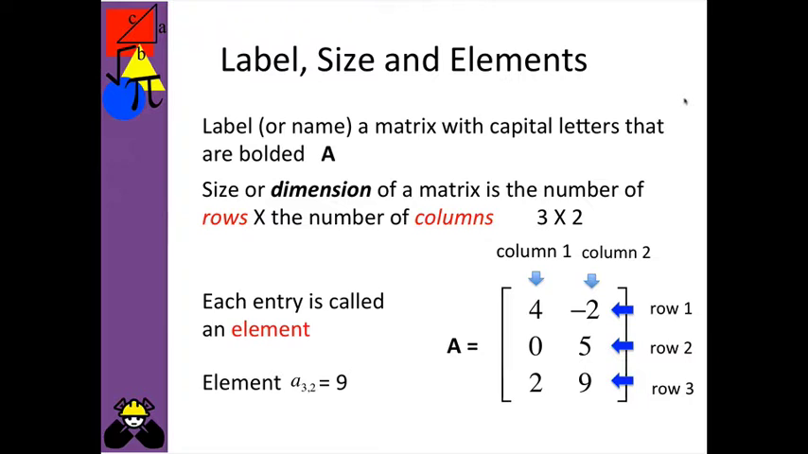An element is labeled by a lowercase letter. So since the matrix was a capital A, each element is a lowercase a, or a small a. And we say a3,2, that's a little subscript. It means find the element in row 3, column 2. So that would be 9. If I asked what was the element in a sub 1,2, we'd go to row 1, column 2, and it would be -2.